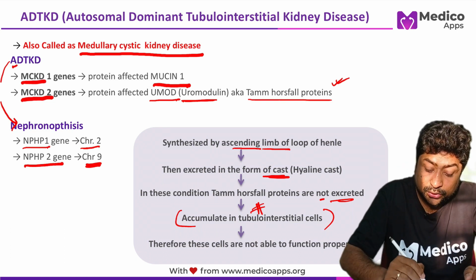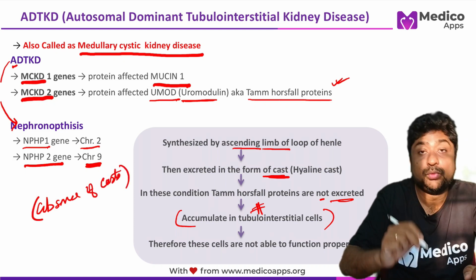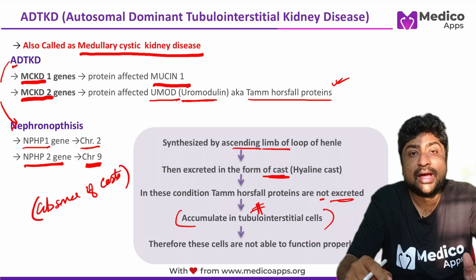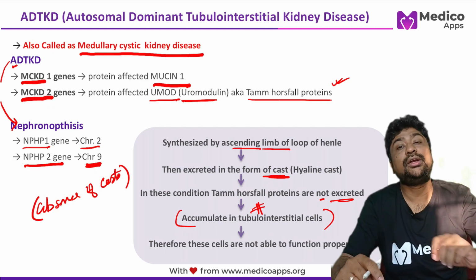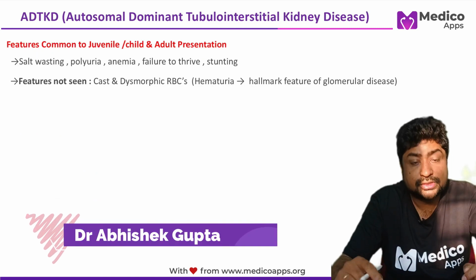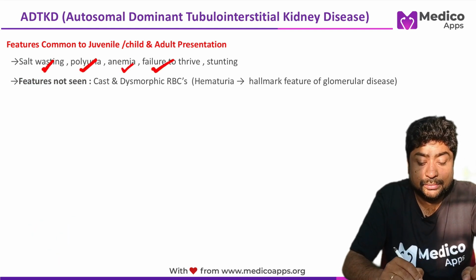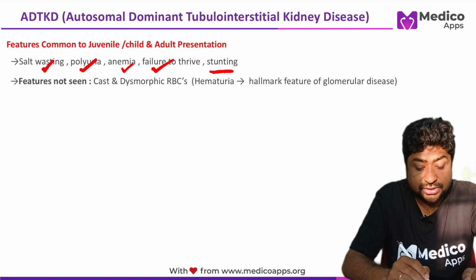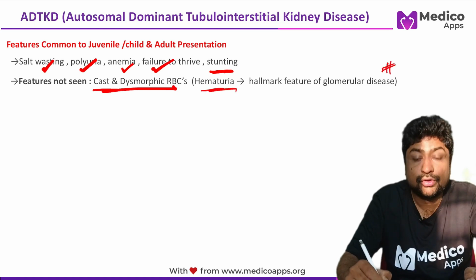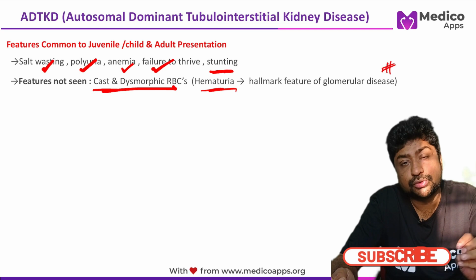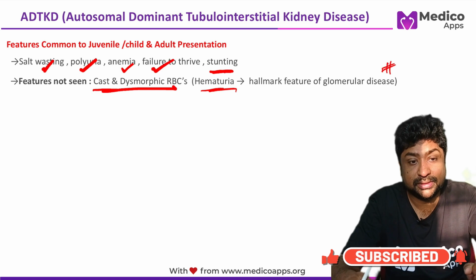So very importantly, you will have absence of casts in the urine examination of these patients. There will not be any hyaline cast, epithelial cast, or RBC cast seen in patients with tubulointerstitial kidney disease. Now features common to both juvenile as well as adult presentation are salt wasting, polyuria, anemia, failure to thrive, and stunting. Features which are not seen are casts and dysmorphic RBCs. Remember, hematuria is primarily a feature of glomerular disease. Because the glomeruli are normal, you will not have hematuria, and because casts are not formed, you will not have casts in these patients.